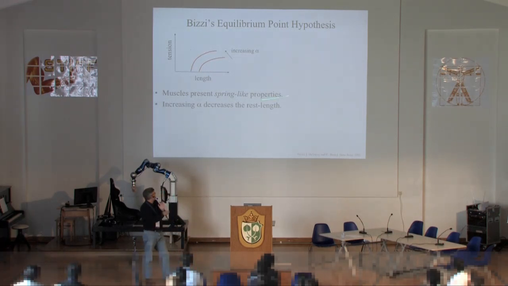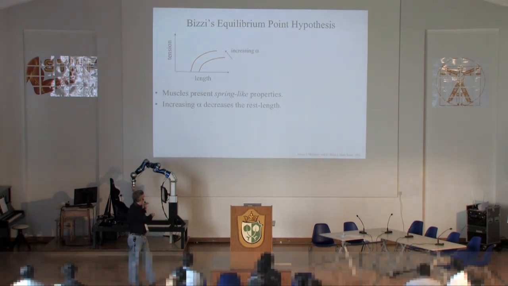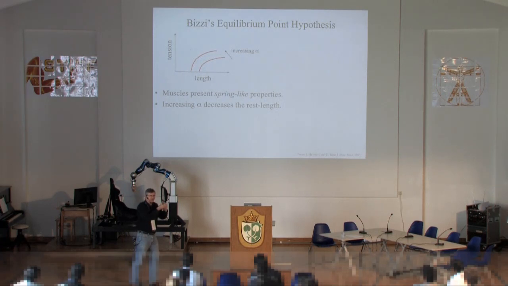Increasing alpha changes this curve. So it's true that for a given length, if you increase the activation to the muscle, you'll get more force. But more important is, if you increase the alpha activation of the muscle, you shift this whole curve. Okay, and so in some sense you can shift it so that it's as if the rest length of that muscle is getting shorter. It may also have some effect on the stiffness of that muscle, but the whole point is you can adjust the length tension curves, you can adjust the spring-like properties of the muscles themselves.